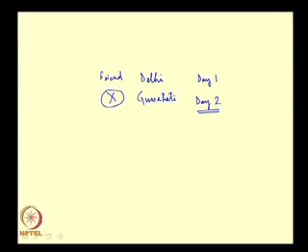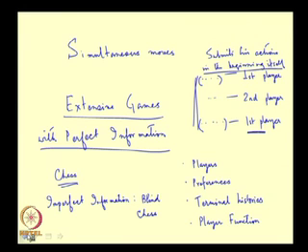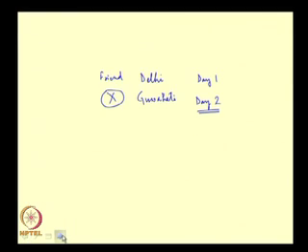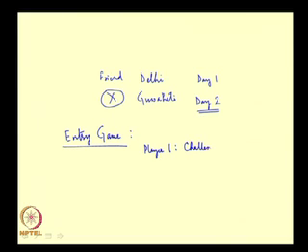So, let me come back to the perfect information game, and let me give another standard example of an extensive game with perfect information, which is known as the entry game. So, what is the story here? It is a 2-player game. Player 1 is known as the challenger.